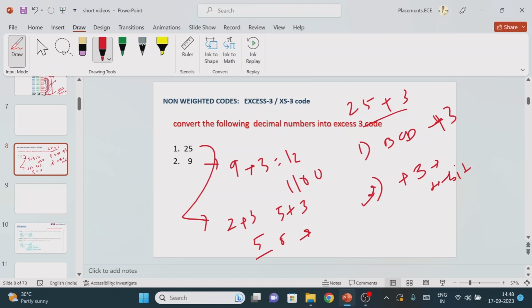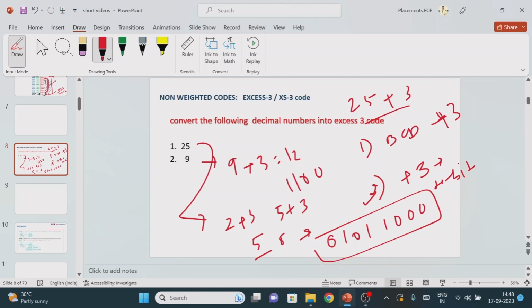4-bit binary number 0 1 0 1. For which decimal digit is the binary number 1 0 0? This is the XS3 code word answer, right?